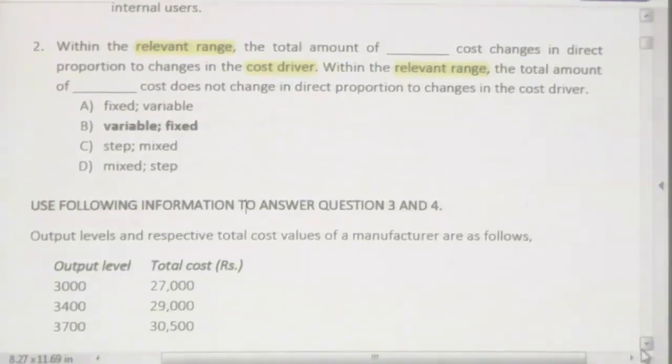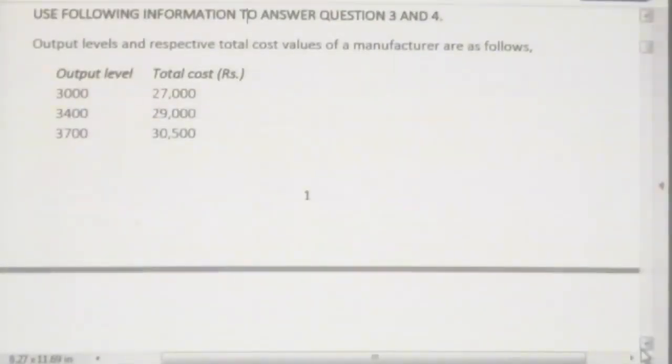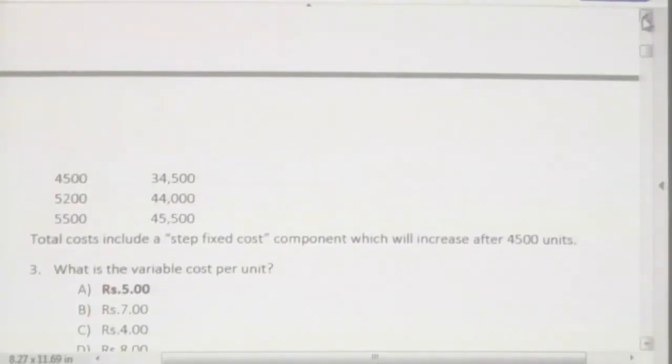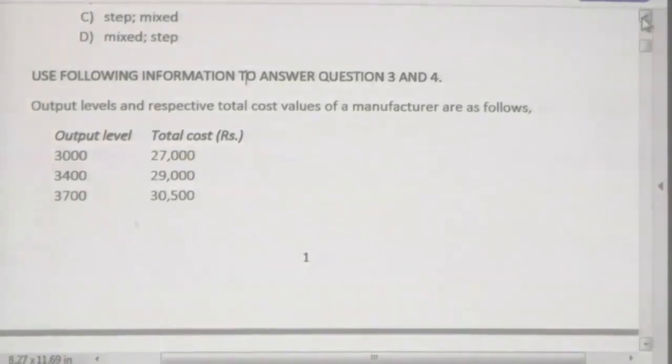Moving on to question number 3 and 4. Both question number 3 and 4 have been given a table. That table consists of output level and total cost. Output level and respective total cost values of a manufacturer are as follows. We have been given 6 sets of information regarding 6 output levels and their respective total cost.